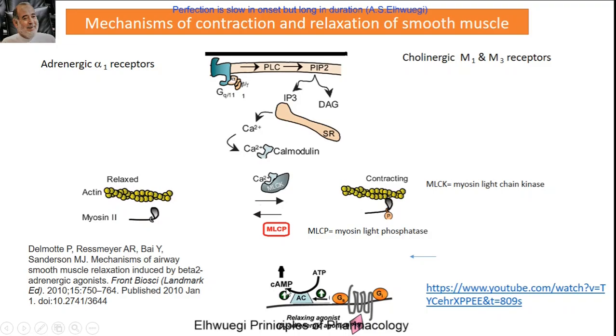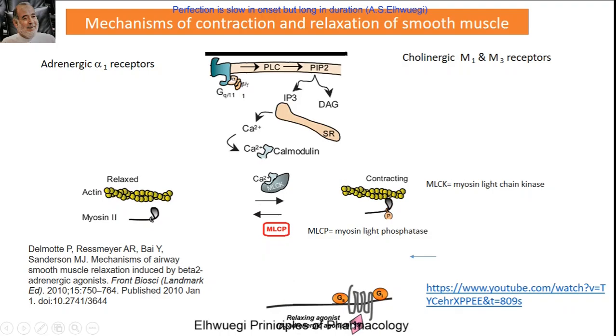Cyclic AMP, now in the cytoplasm, will stimulate another cytoplasmic enzyme known as protein kinase A. Protein kinase A will become rich in energy and in its turn will activate myosin light chain phosphatase. Okay, so now what will happen?